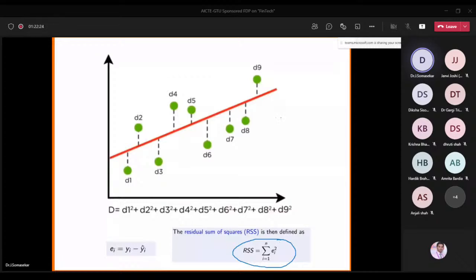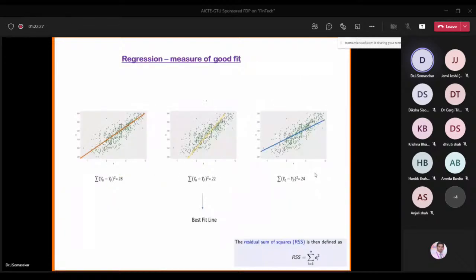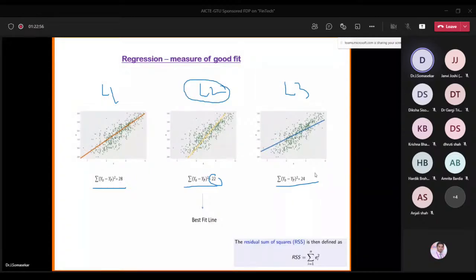Now you can see here, for example, I have one data set and I applied 3 regression models. This is one regression model, let us assume L1. This is L2. This is L3. All these 3 models I applied to the same data set, let us assume the same Bitcoin price prediction data set. Here the residual sum of squares is 28. That means the sum of squares of error is 28. Here 22, here 24. Which is the minimum error? 22 is the minimum. Therefore, the L2 model is the best fit model. That means the sum of squares of error is minimum. Hence, we can say this is the best fit regression line.